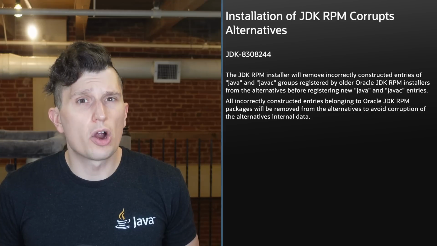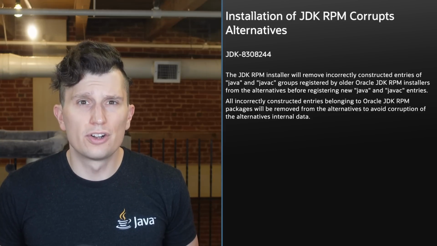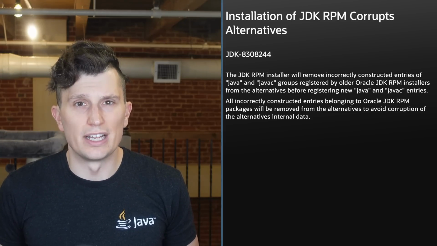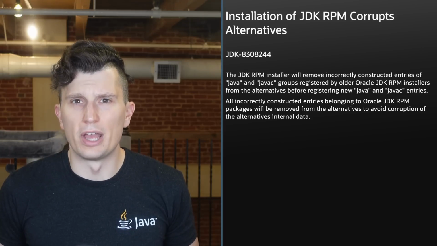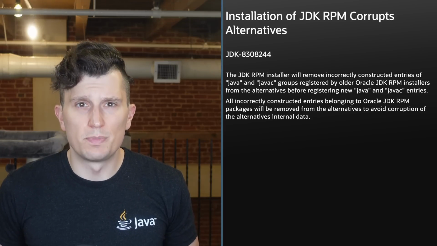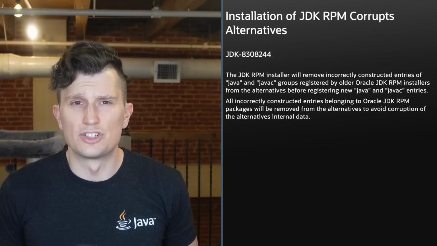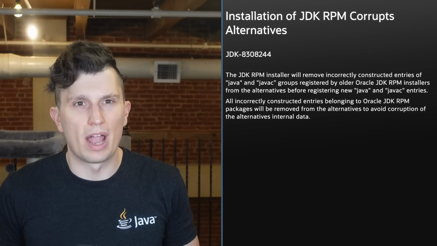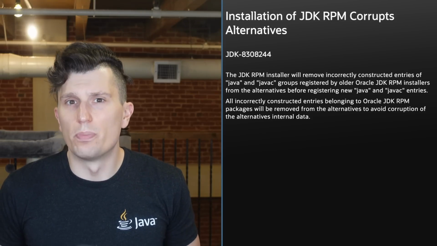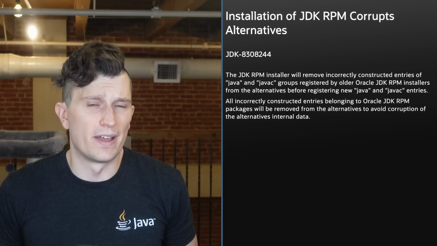The JDK RPM installer will remove incorrectly constructed entries of java and javac groups registered by older Oracle JDK RPM installers from the alternatives before registering new java and javac entries. Once again, the release notes expand upon the ramifications of this change, so be sure to check them if this might affect you.